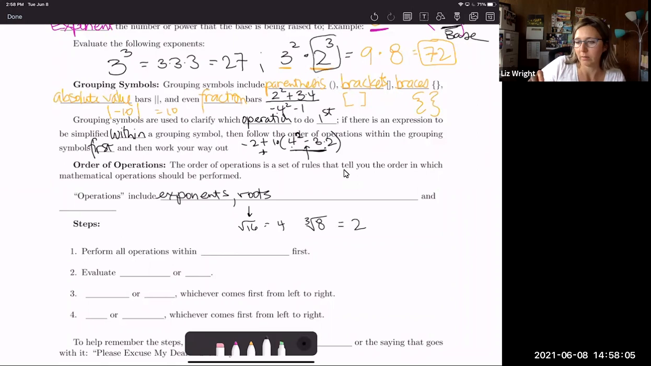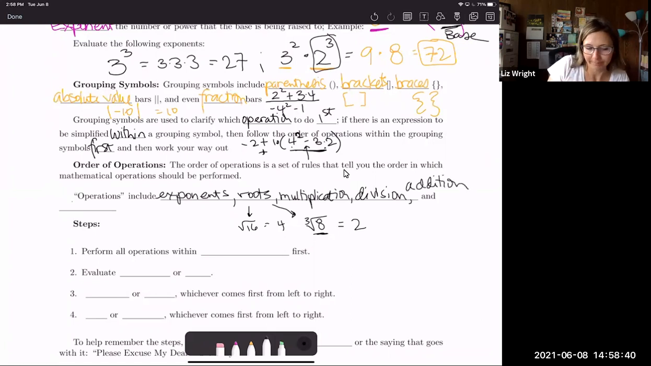Your calculator can also do this. You can find the third root of a number, so your calculator should have that button on there. But anyway, that's what the roots are talking about: any type of root, a square root, a cube root, a fourth root, a fifth root. So roots. It could be multiplication. It could be division. I'm running out of room. It could be addition and subtraction.